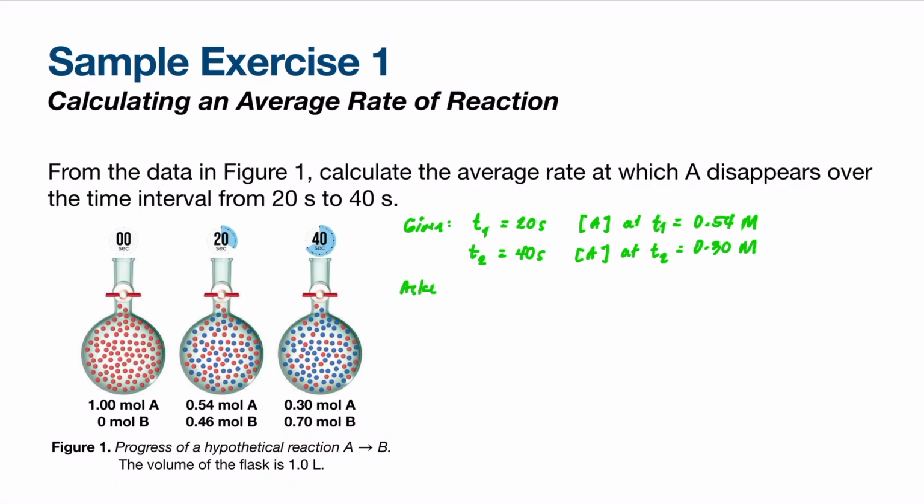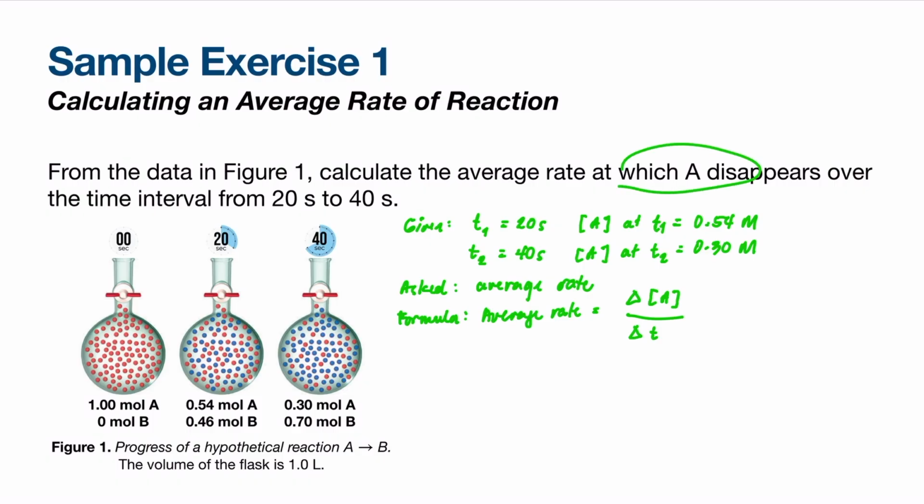And we are asked to calculate the average rate of reaction over this time interval. Moving forward, we know that the formula for the average rate is given by the change in concentration of A divided by the change in time, or delta t. But because A is a reactant, a minus sign is used to make the rate a positive quantity. And now we can solve the problem.